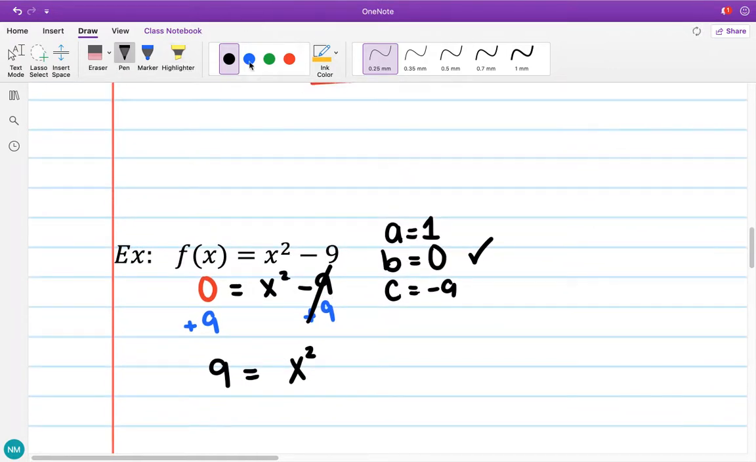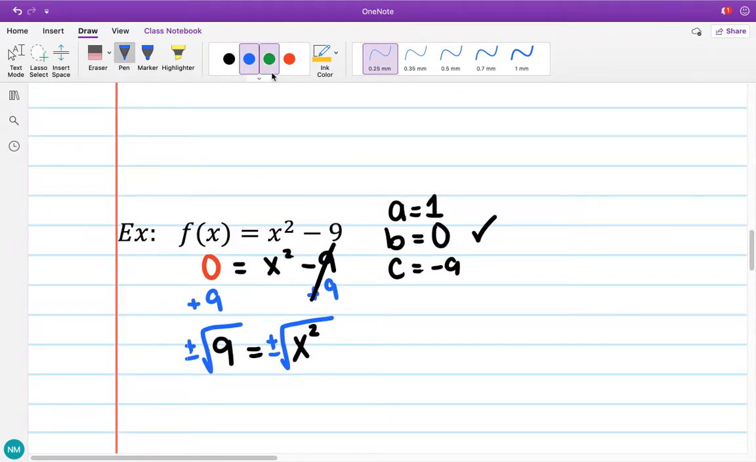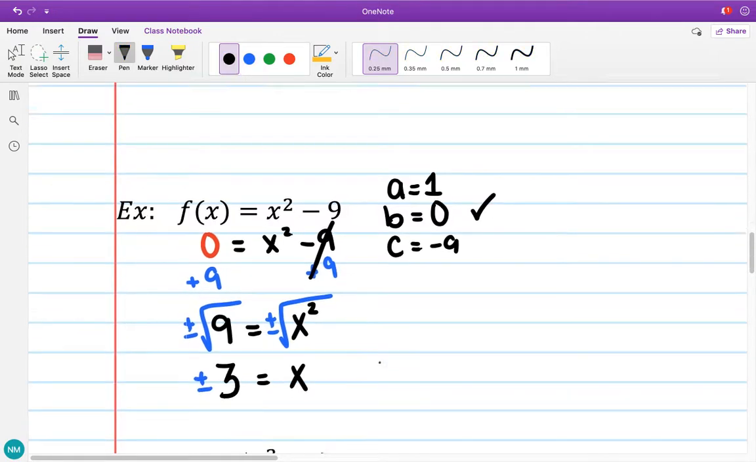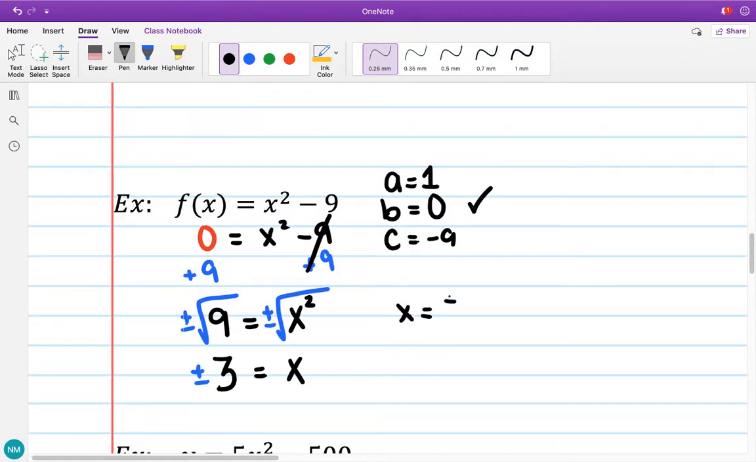Then I just take the square root of both sides. So I do this plus or minus square root. Again, plus or minus always exists when we are working with solving. And so I get x on this side, this cancels out, and then plus or minus square root of 9 is 3. So I have x equals plus or minus 3.